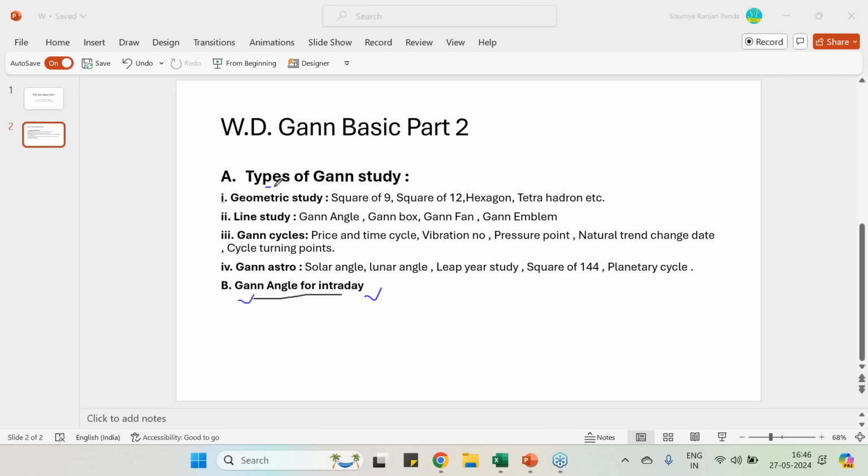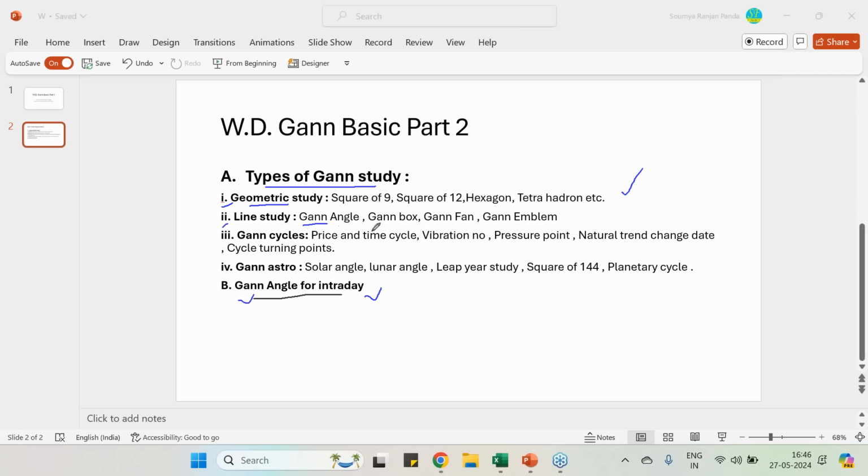Also, I am going to describe the types of Gann study. Many of you will know that square of 9 means Gann study, square of 12 means Gann study. However, Gann study is not limited to that. If you broadly classify it, four different studies are available in WD Gann. One is the geometrical studies, where square of 9, square of 12, hexagon, tetrahedron, everything you learn.